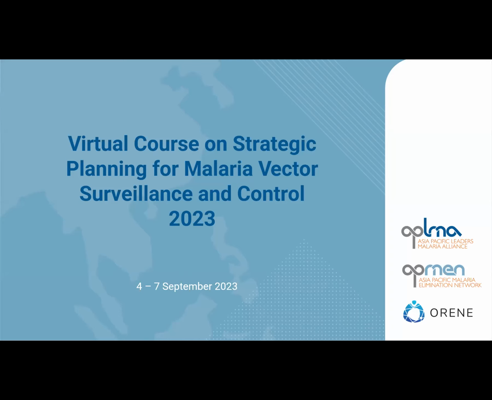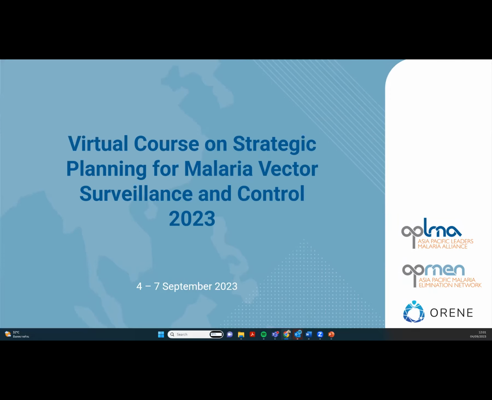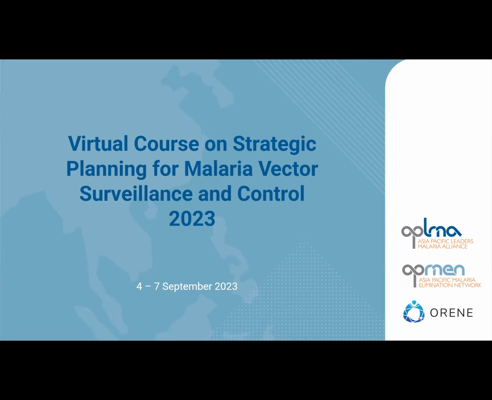Excellent. Thank you. So here we go, the start of our 4-day, very, very special course. Wonderful opportunity. I personally am very excited about this, and I'm sure our audience, hopefully you're looking forward to this as well. So a very warm welcome to all our participants in this APMEN online course on strategic planning for vector surveillance and control. APMEN, of course, stands for the Asia Pacific Malaria Elimination Network, which is an alliance of 22 member states in Asia Pacific that work together to reach the 2030 goal of malaria elimination.